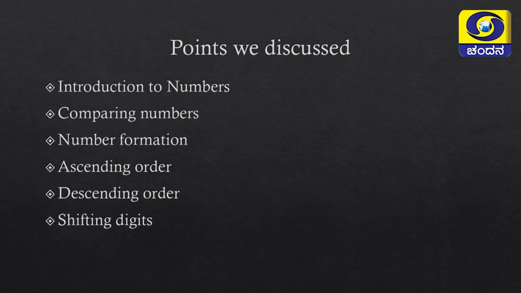Finally, let us just recall what are the things we have learnt in this class. We have understood what numbers are, and then we compared numbers which are smaller and greater, and then how to form a number by placing digits in different place values. Afterward, we have learnt ascending order and descending order. That means arranging the numbers from smallest to greatest and greatest to smallest. And finally, we have learnt shifting digits with the help of a very interesting activity. So, do not forget these points, remember them, and do the extra activities which are given in your textbook.